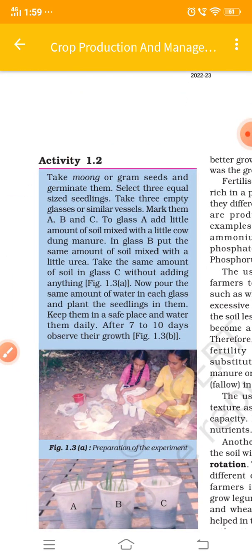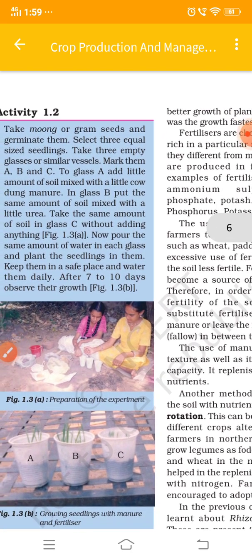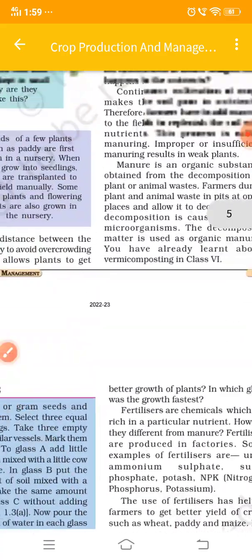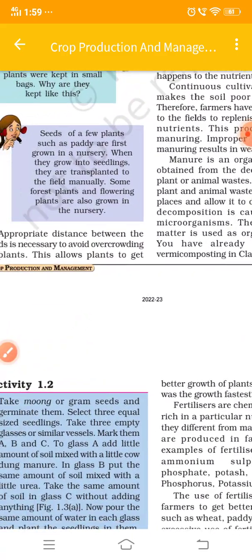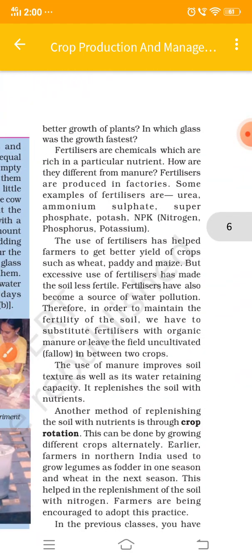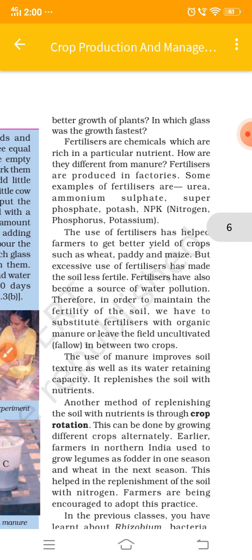Now here's one activity, the mung or gram. Well, I'm not interested in this activity. We'll read this. Did the plants in all the classes grow at the same place? Which class showed better growth of plants? In which class was the growth fastest? Okay, we don't care about it.